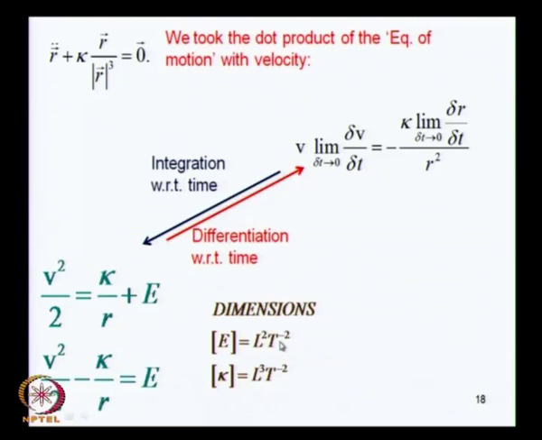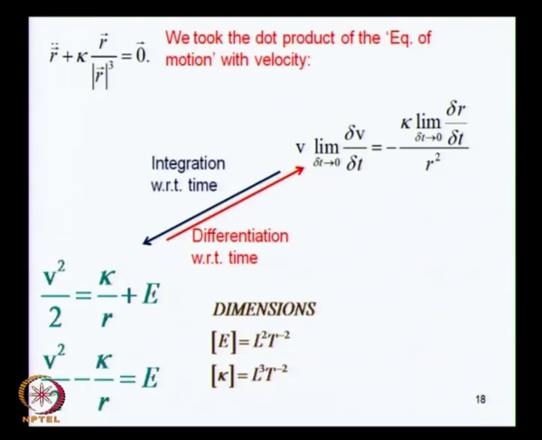to the minus 2. The dimension of energy that we normally talk about also has a mass, right. So m L square T to the minus 2 are the usual dimensions of energy. Here I have written the dimensions of energy as L square T to the minus 2, because this is what I will be calling the specific energy, energy per unit mass. So mass has been taken out, okay.